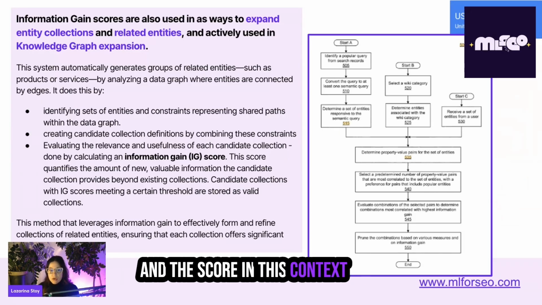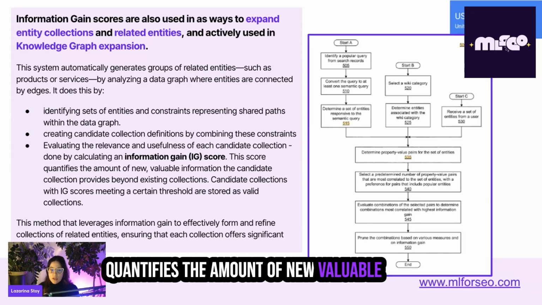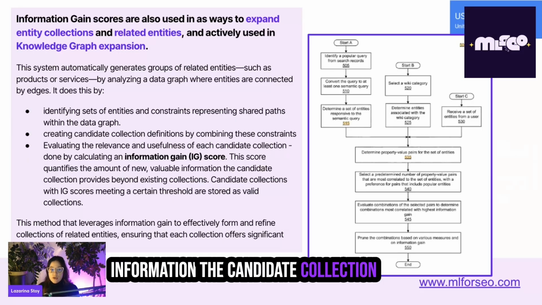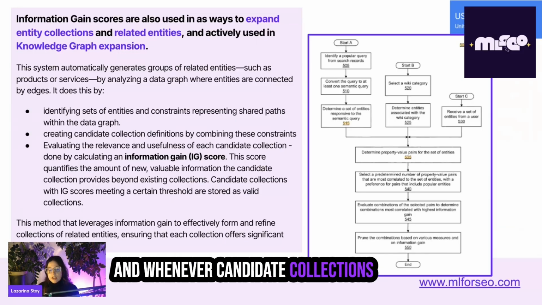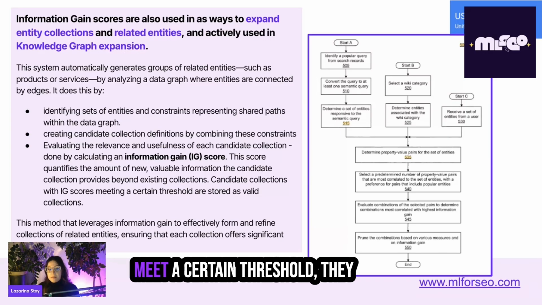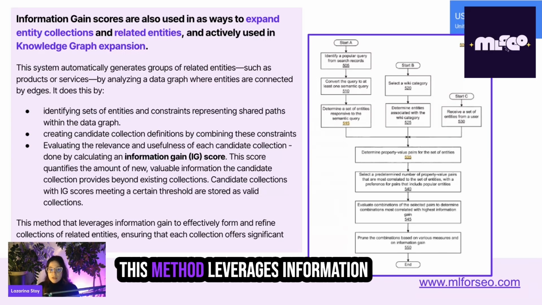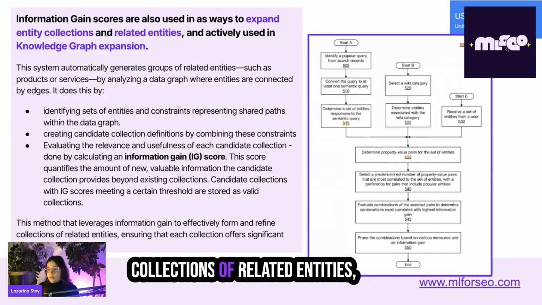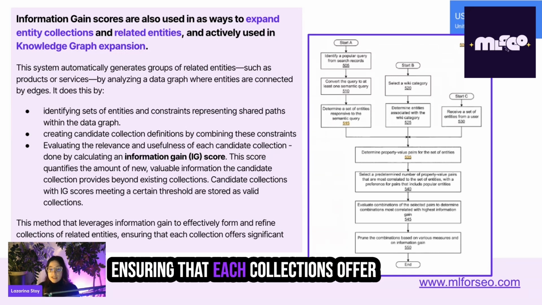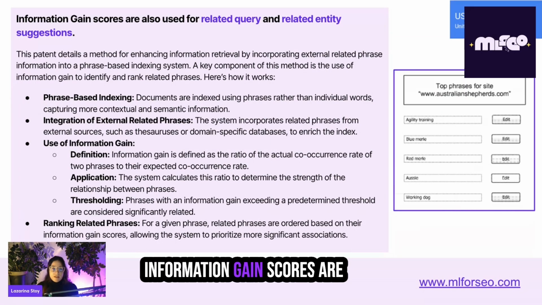And the score in this quantifies the amount of new valuable information the candidate collection provides beyond existing collections. And whenever candidate collections with information gain scores meet a certain threshold, they are stored as valid collections. This method leverages information gain to effectively form and refine collections of related entities, ensuring that each collection offers significant and distinct information. Information gain scores are also used for related query and related entity suggestions.